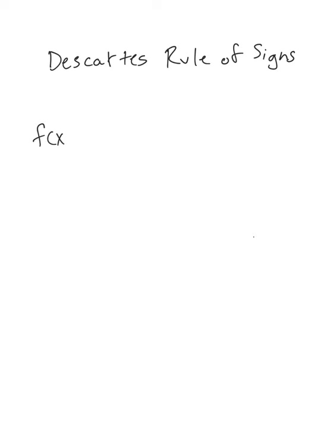Let's say our f of x is x to the fifth minus 3x to the fourth plus 2x to the third plus 7x minus 8. Okay, so this is just a bunch of random numbers. However, what's most important is the sign changes.